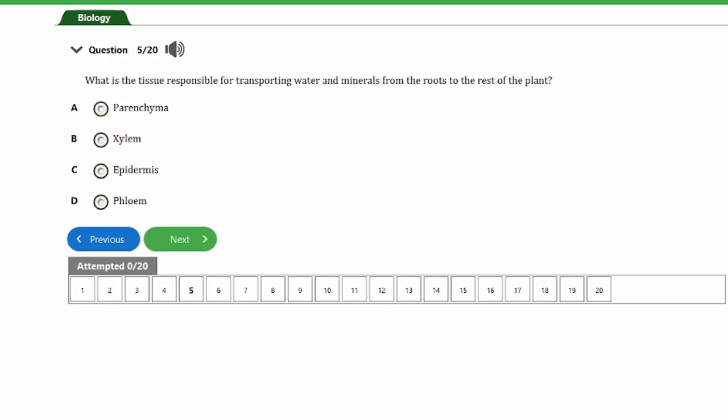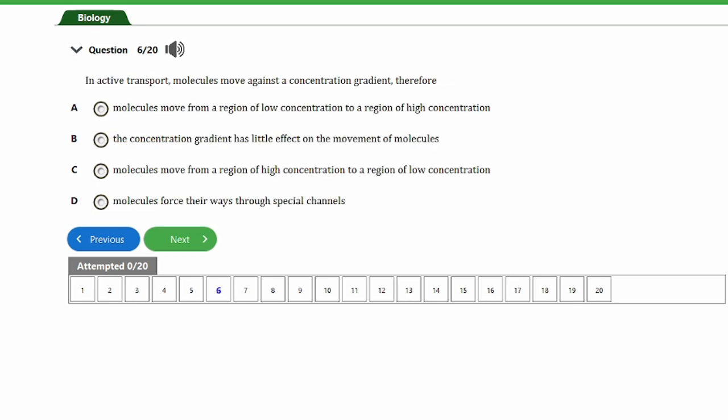Question number 5. It says, what is the tissue responsible for transporting water and minerals from the roots to the rest of the plants? A. Parenchyma. B. Xylem. C. Epidermis. And D. Phloem. So guys, the correct answer to this question is option B, and that's the xylem. The xylem is the tissue that is responsible for transporting water and minerals from the roots of the plant to the rest of the parts of the plant. So guys, let's consider the next question, and that's question number 6.